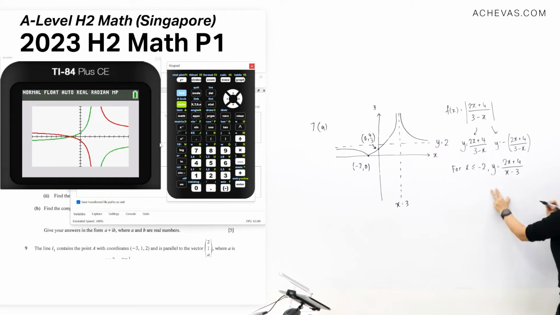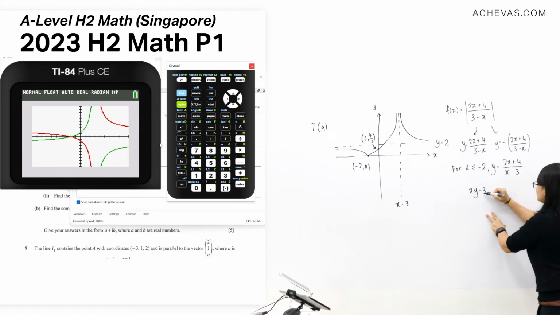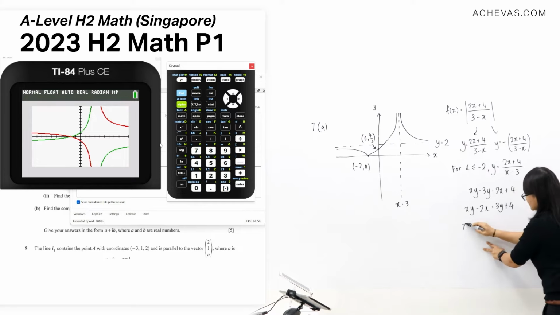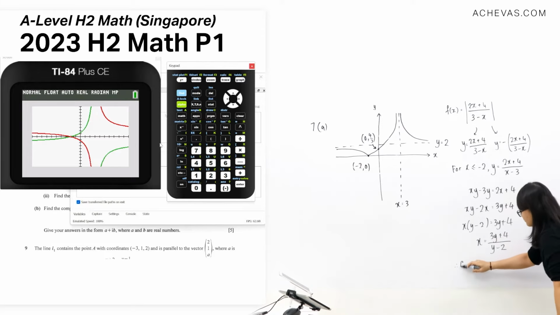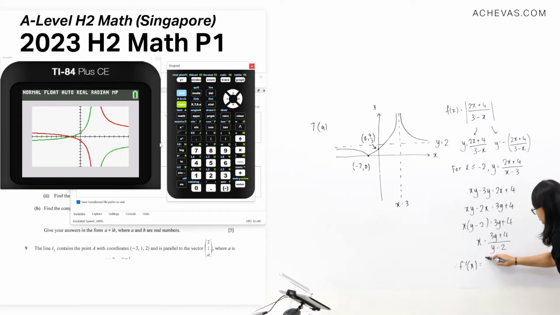Rearranging the subject, multiply this over: xy minus 3y equals to 2x plus 4. Putting x term to the left hand side and y to the right. Factorize our x. And last step, x will be equals to 3y plus 4 divided by y minus 2. So therefore, inverse function of x will be equals to 3x plus 4 divided by x minus 2.